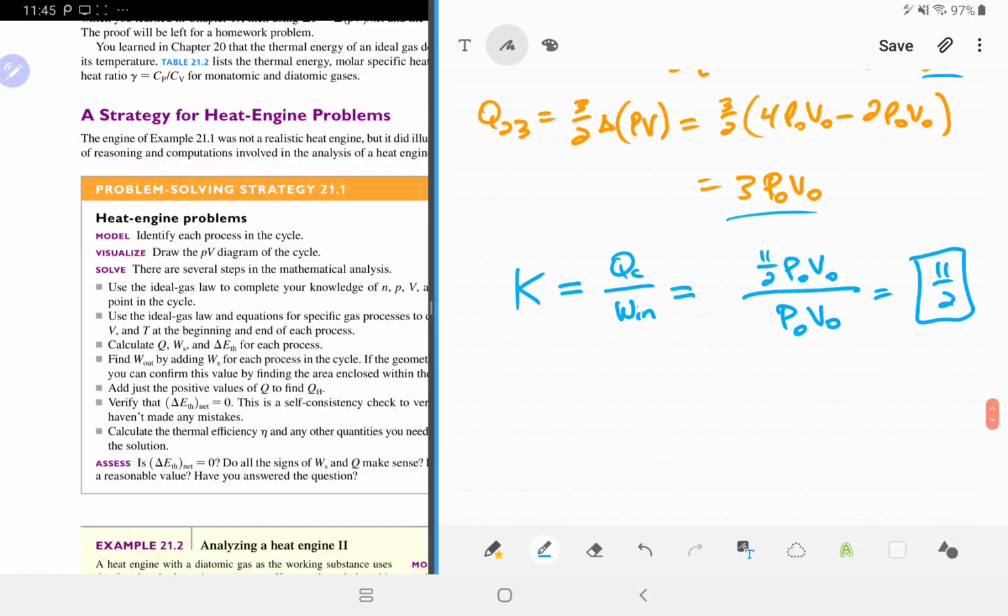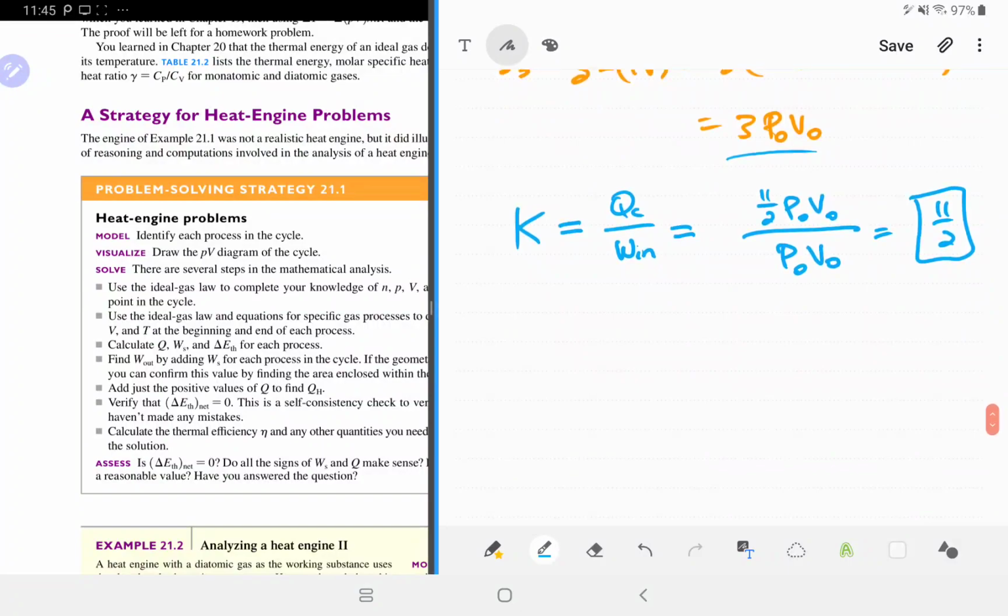Okay, so once you have this, then you can answer any auxiliary questions in your problem relating the work input to the net heat extracted. So basically what I'm saying is, once you have this number right here, this 11/2, then you can relate these two quantities. So if you had one of those two, you can find the other one.